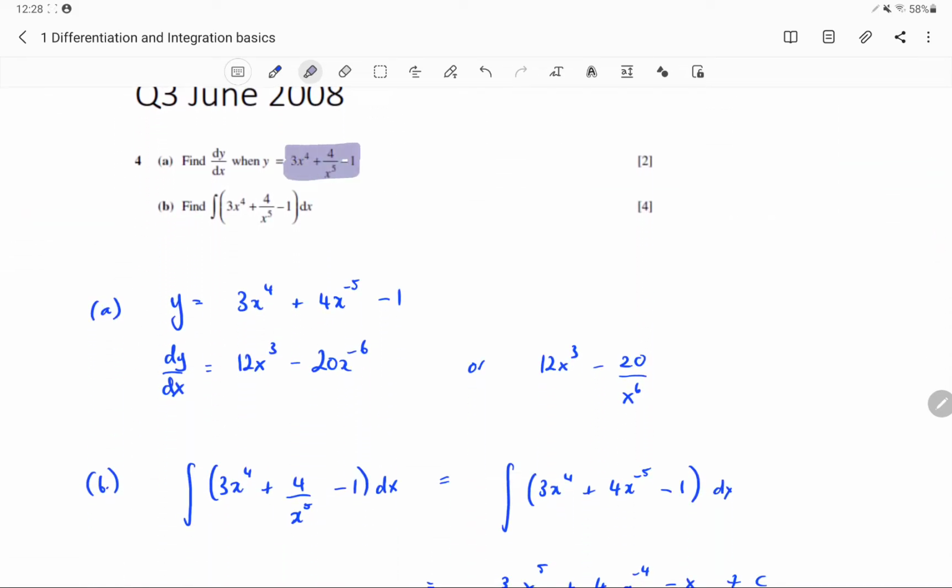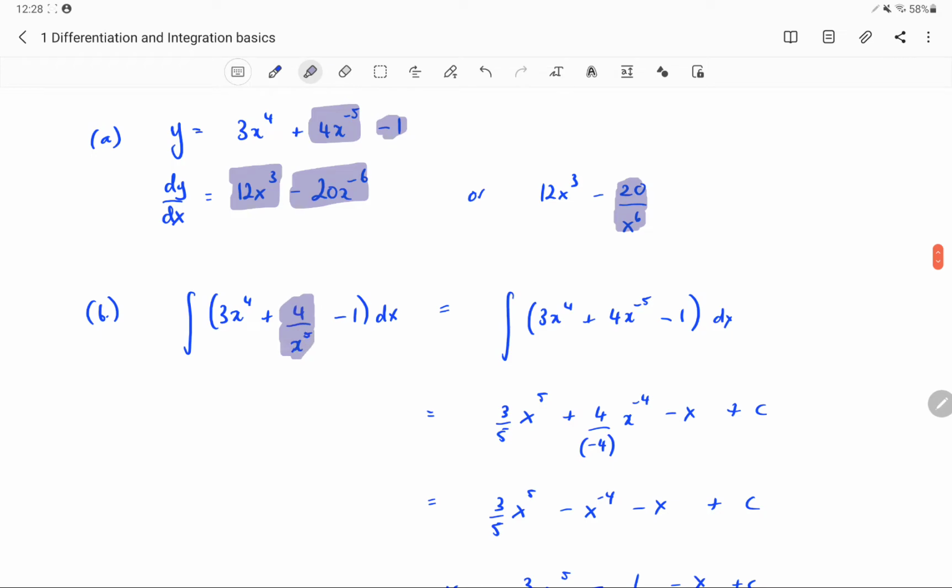Rewrite the question again. So 4 over x to the power 5 becomes 4x to the minus 5. 4 3s are 12, so 12x cubed. 4 by minus 5 is minus 20, so minus 20 x to the minus 6. And then our minus 1 disappears. So you can leave it as it is, or you can have your x to the power of 6 on the bottom.